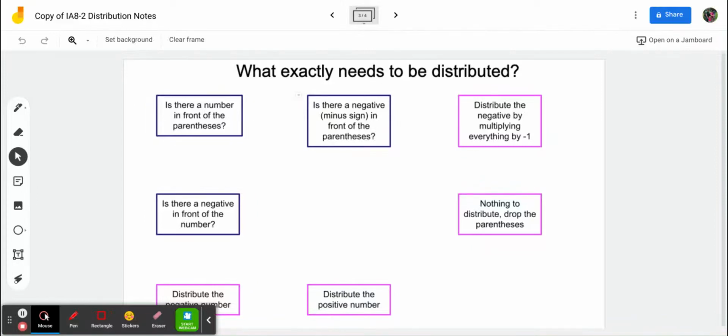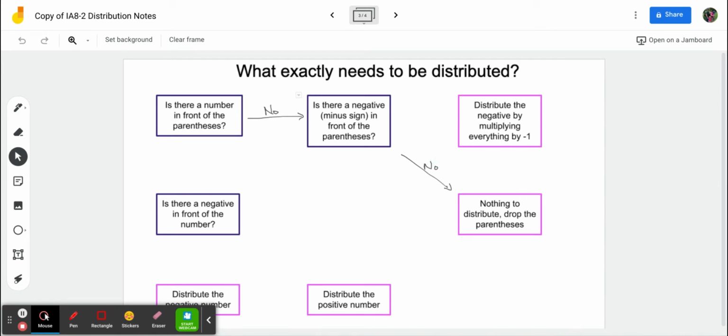All right. A lot of times what can happen in these problems is kids get confused by what they need to distribute. Sometimes they'll combine things when they should only distribute part of it. It's just confusing. So the first thing you want to find out is, is there a number in front of the parentheses? If the answer there is no, then the next thing you want to ask is, is there a negative or a minus sign in front of the parentheses? If the answer is no, then there's nothing to distribute and we just drop the parentheses.